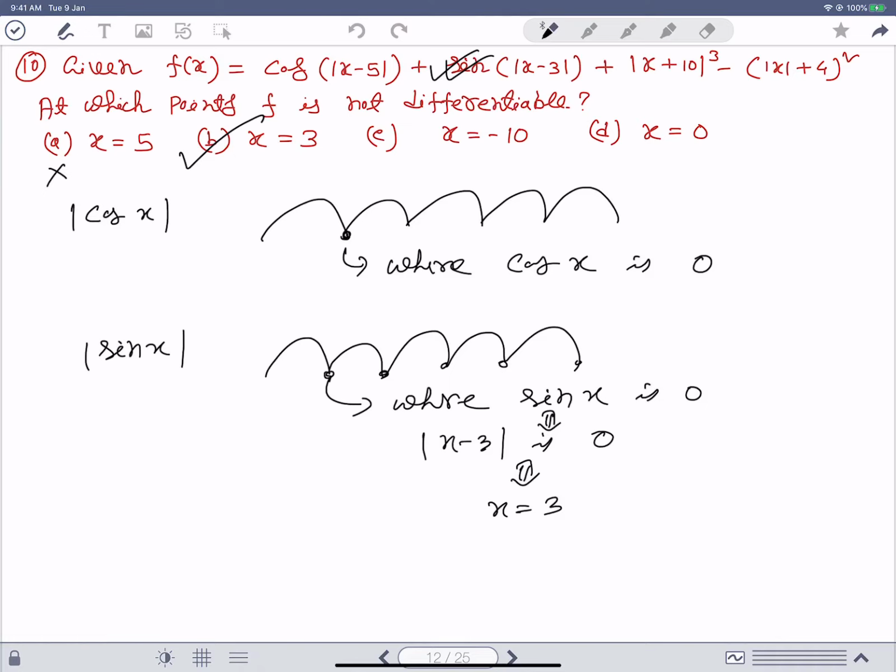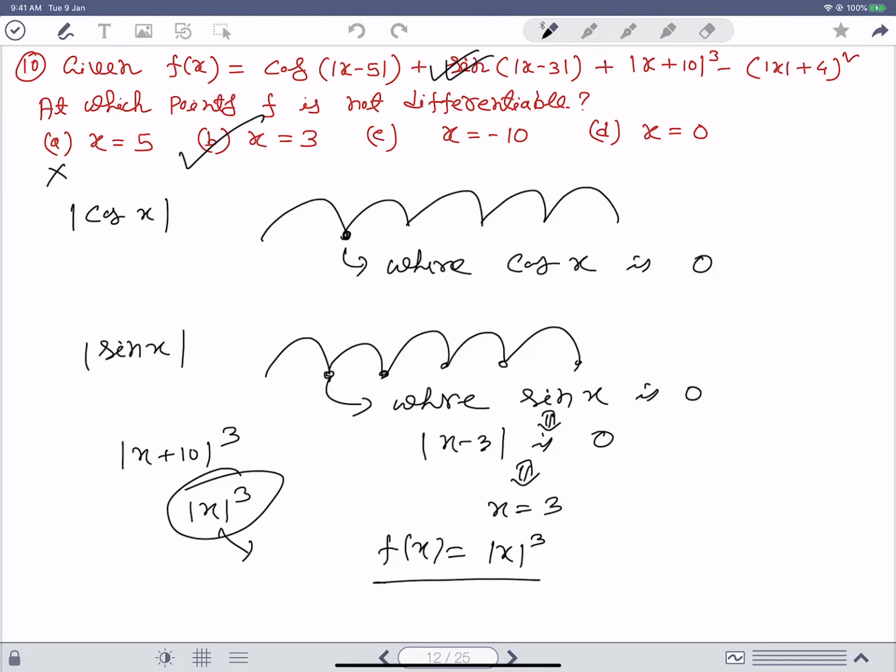Fine. Now, what about this one, minus 10? Now, it is given that x plus 10 power 3. Now, you have mod x power 3 actually. Now, we know that mod x power 3 is differentiable, right. Can you tell me what is the derivative of mod x power 3? Yes. If you have f(x) equal to mod x power 3, then what will be f dash x? Can you tell me that?